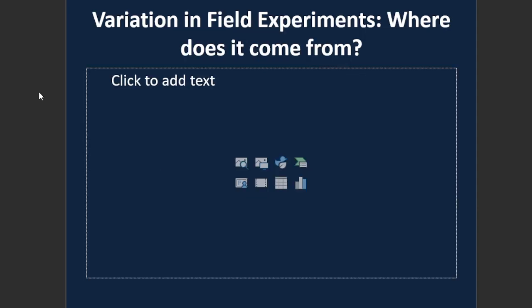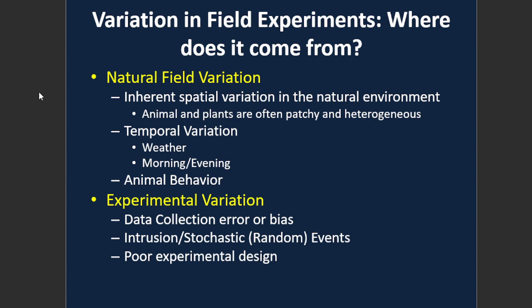So, variation in field experiments. Where does it come from? So you have natural field variation, which can be inherent spatial variation in a natural environment, so where there are patches or homogeneous foraging patches. You have temporal variation, so weather or morning and evening times. And you have animal behavior.